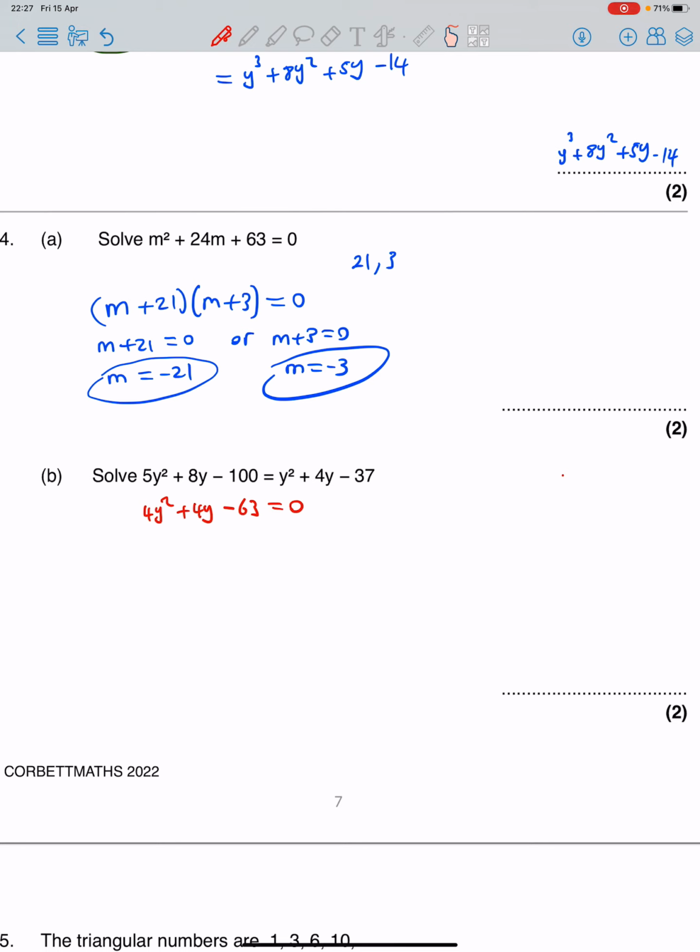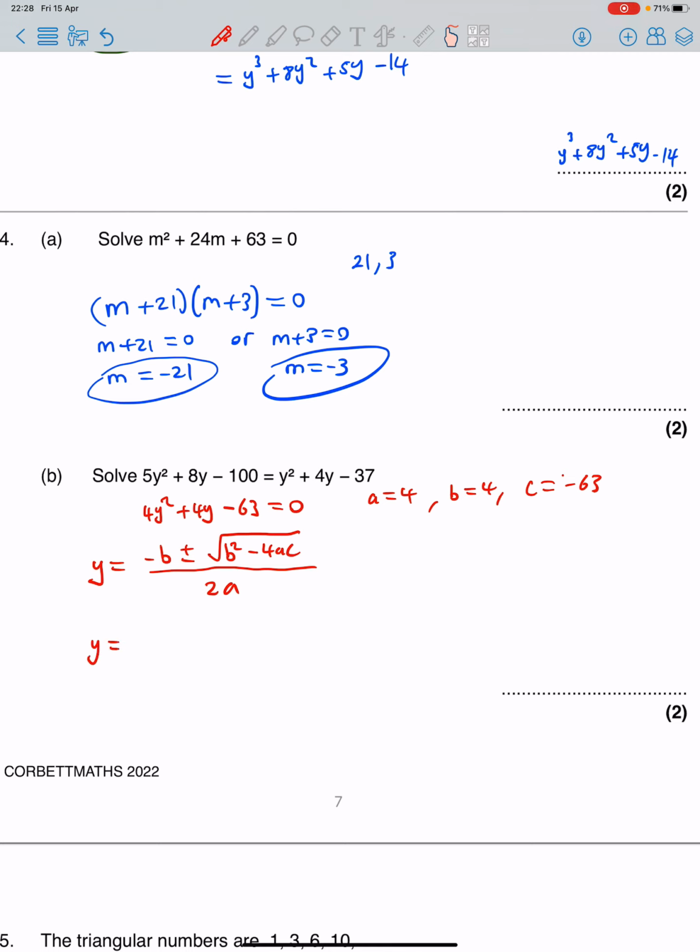This one might be possible to factorize, but I'm not going to, just because I'm not seeing straight off the bat how I'm going to factorize this. So I'm actually going to give you a flavor for the quadratic formula. So y equals minus b plus or minus the square root of b squared minus 4ac all over 2a. And in this question, my a is the coefficient of y squared, so that's going to be 4. And I've got that my b is equal to 4 and my c equals minus 63.